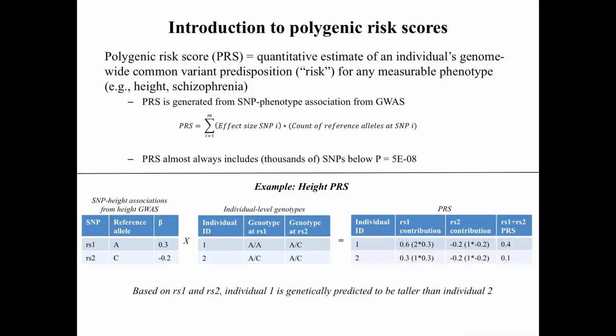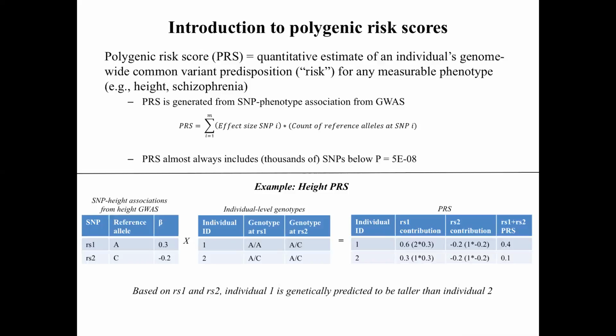And then you would sum up across the genome for that individual and then do that for all individuals in the cohort, and you would come out with some number, 0.4, 0.1. The number itself doesn't mean anything, but that just says that individual 1 is genetically predicted to be taller than individual 2.